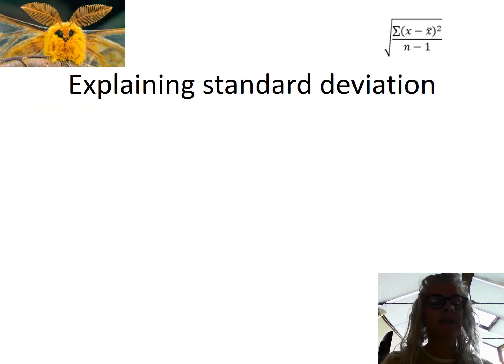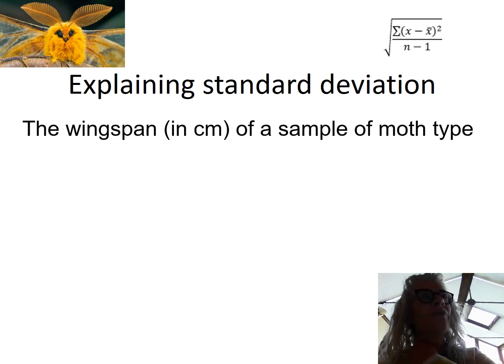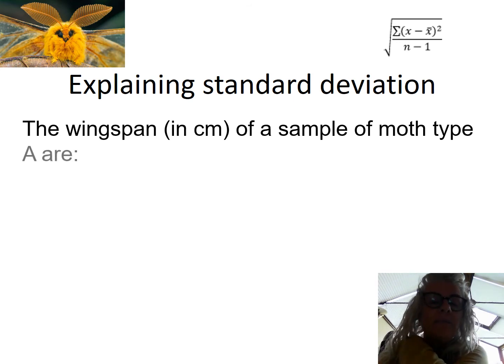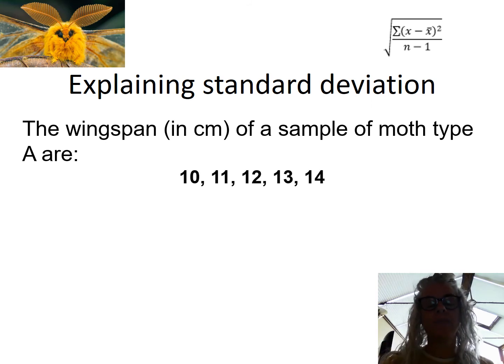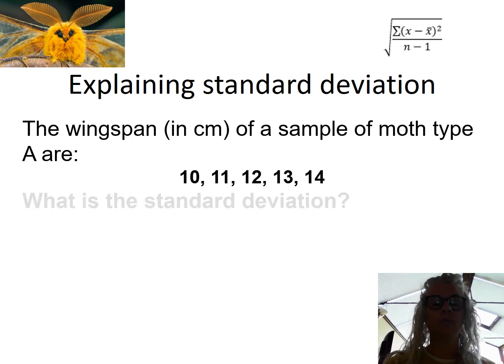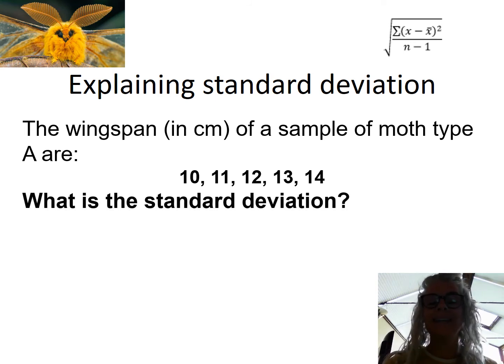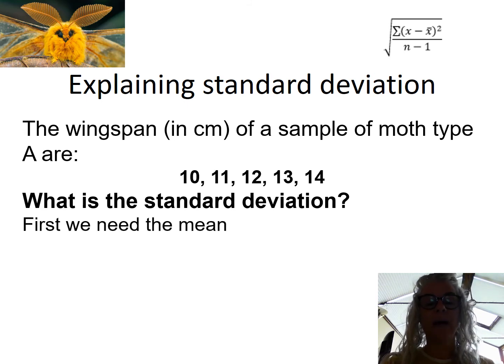So let's have a little look. So this will help you to understand deviation a little bit more. So we have a wingspan of a moth, and we're going to have a look at it in centimetres. And so the wingspans are, oh look at that, almost the same as my example, 10, 11, 12, 13 and 14. So what is the standard deviation? Well, first of all, you have to find the mean. The mean for this is 12. It's the one that's kind of in the middle of that. Even I can do that maths.